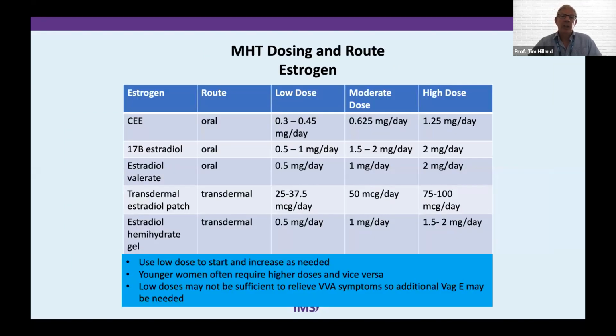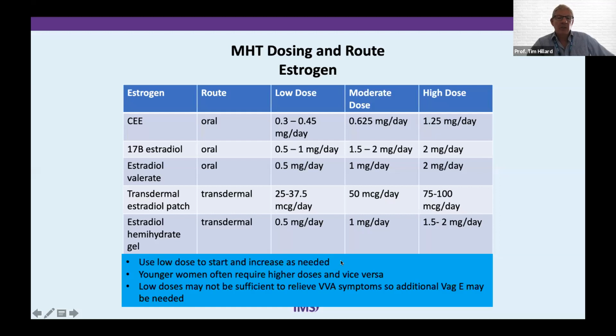If we look first of all at the estrogens that are available in MHT products, they are listed here. There may be others in different countries, but these are basically the main ones available. They are 3 oral and 2 transdermal. There are also different doses. These are roughly the doses we would consider low, moderate, and high. So if you take a 17-beta estradiol tablet, we'd start with a 0.5 or 1 milligram tablet, and 2 milligrams is considered a high dose. There are patches at different strengths, and there's also gel which can be used.